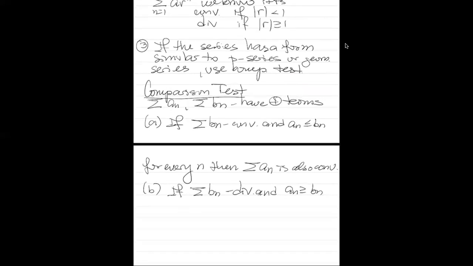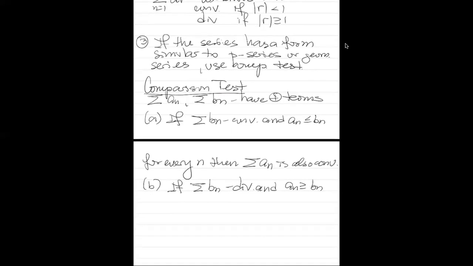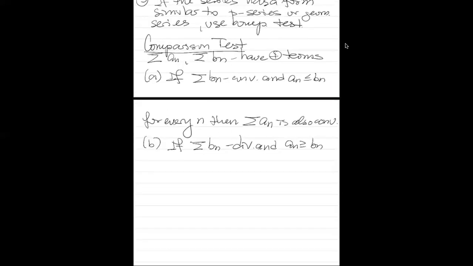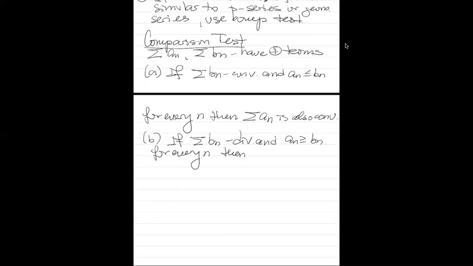B, if the sigma b sub n is divergent and we have this inequality that a sub n is greater than or equal to b sub n, in other words, the smaller one is divergent, and that's for every n, then the bigger one is also divergent. So this is how it goes: divergent, divergent. Here, convergent. This is the inequality, convergent.